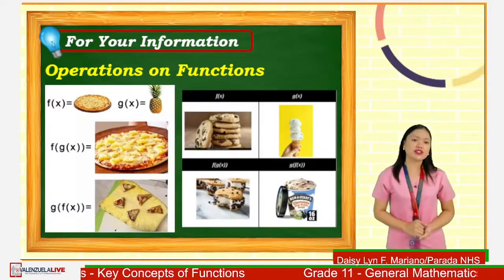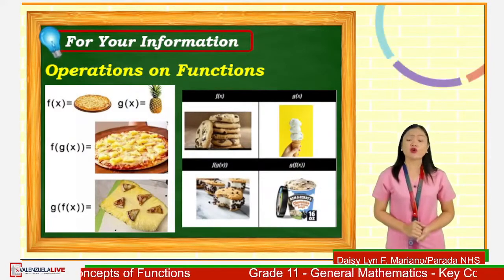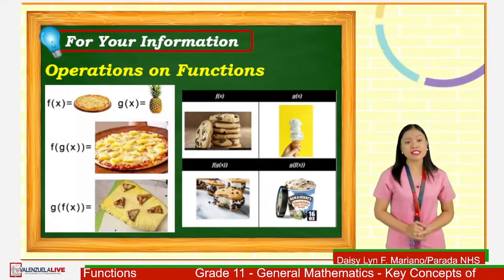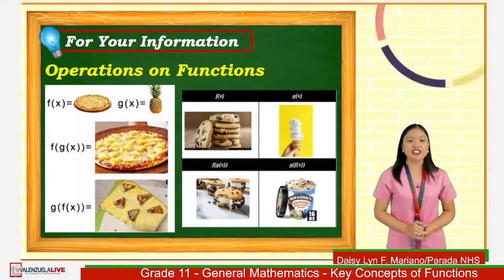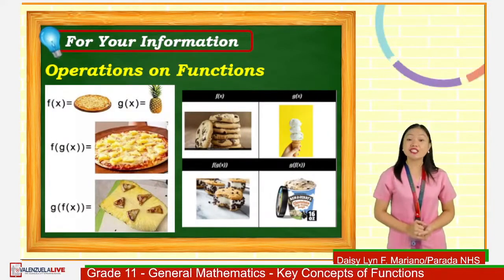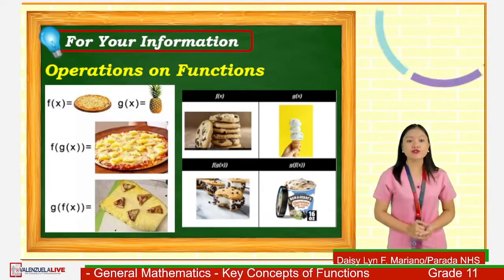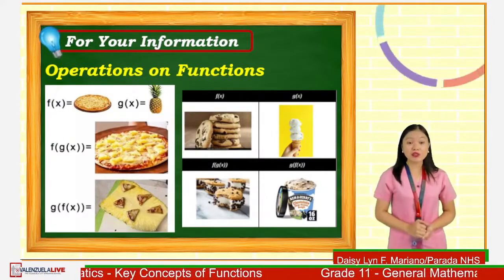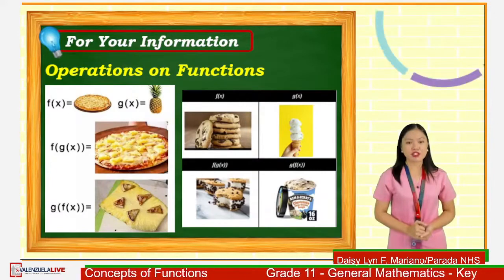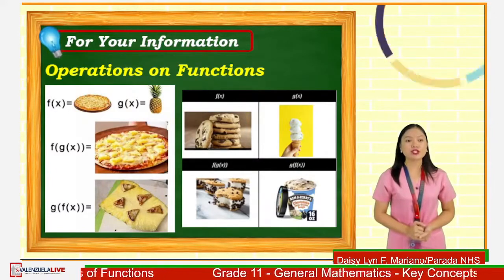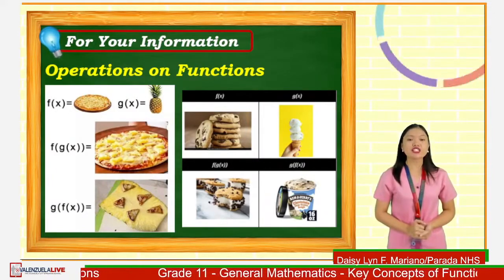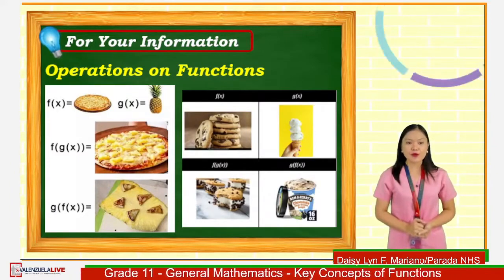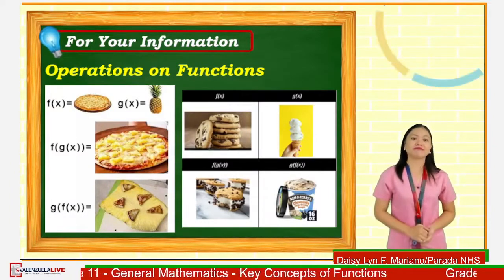Another illustration can be seen in the picture where f of x represents cookies and g of x represents ice cream. The composition of f with g is shown as a cookie filled with ice cream, while the composition of g with f is shown as an ice cream with some cookies on it.